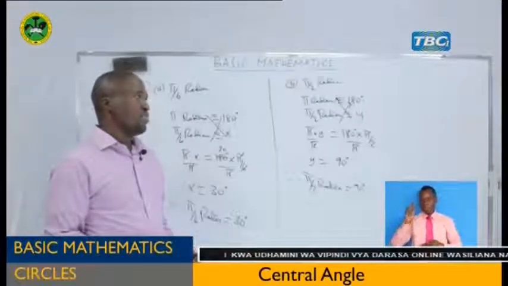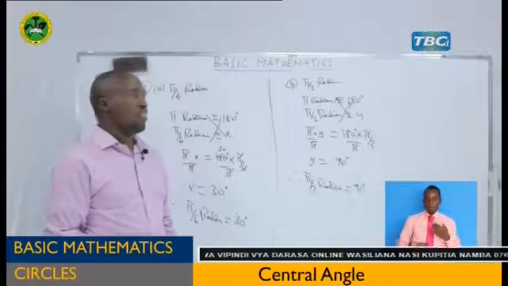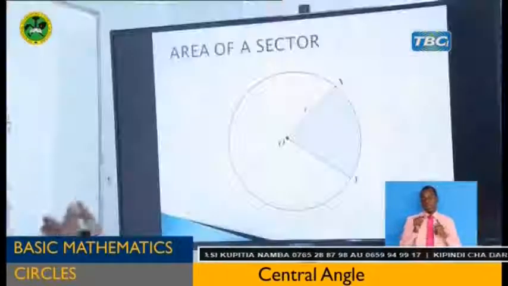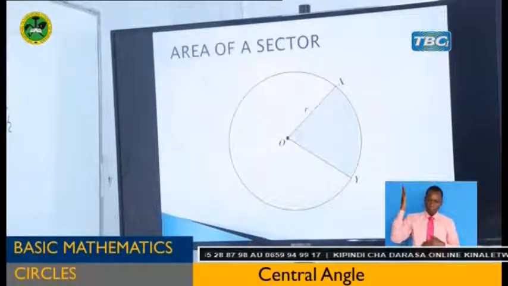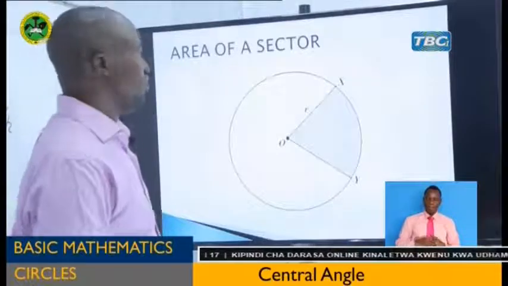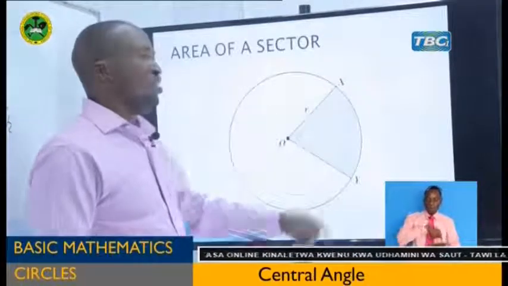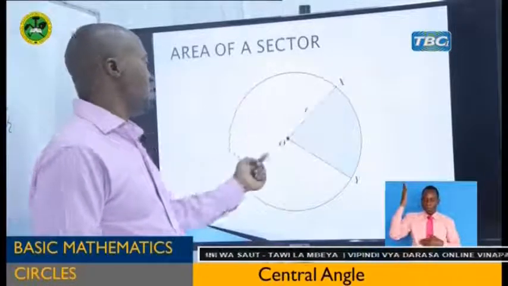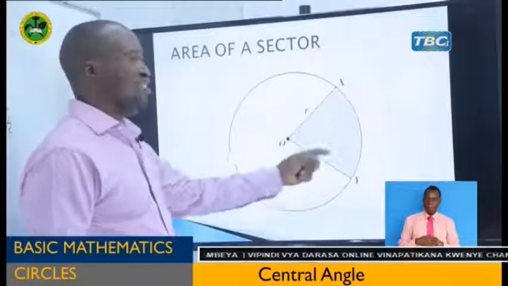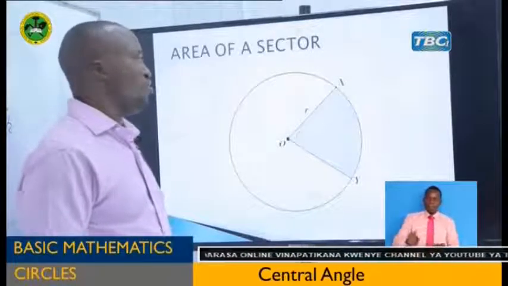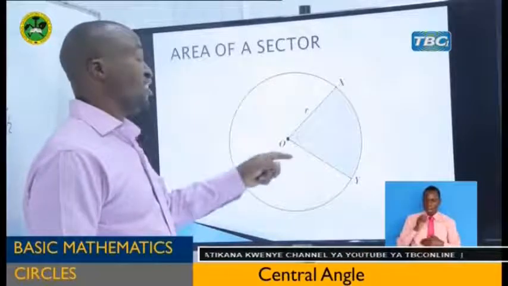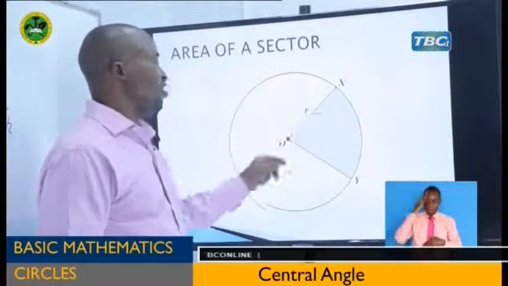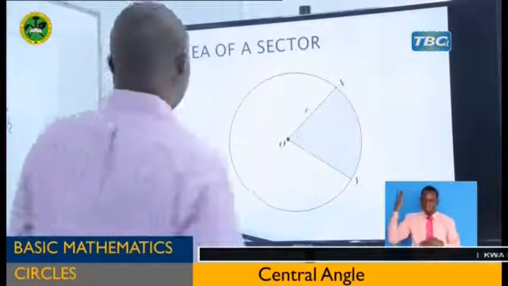So my dear student, let us proceed with another terminology in this topic of a circle. This time we have the area of a sector. So this is our circle, and of course here we have a sector. Now our sector is named as X or Y. Of course it is shaded. So it's just a part of the circle. So this sector is just a part of the complete circle. And our interest is to find the area of this sector.